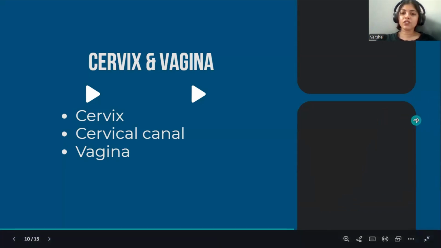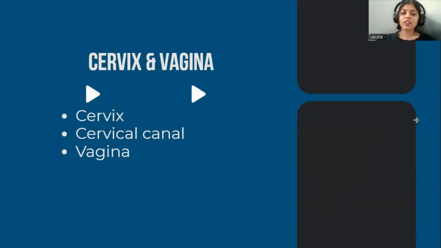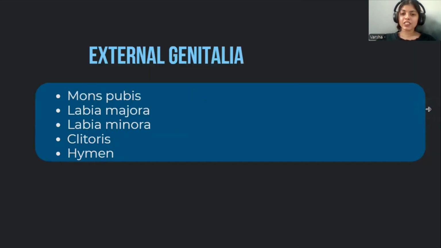The vagina is a muscular canal. Its functions are that it receives the penis during copulation, helps pass the menstrual flow, and acts as the birth canal. So the vagina acts as the birth canal. External genitalia collectively is known as the vulva. It includes mons pubis, labia majora, labia minora, clitoris, and hymen.